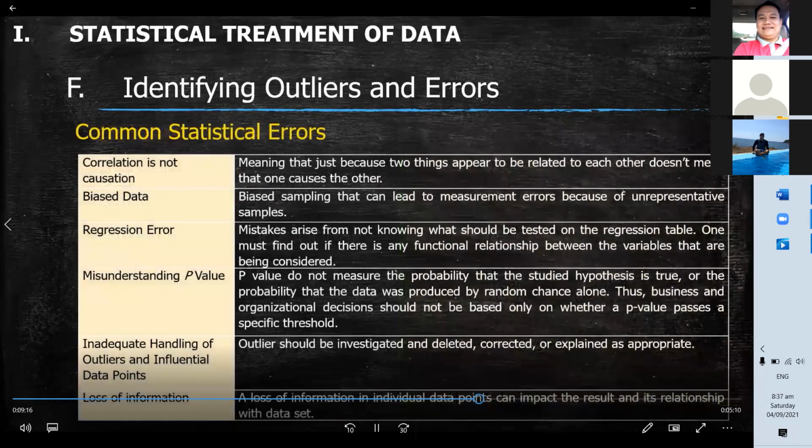Here are some common statistical errors. First is correlation is not causation. It means that just because two things appear to be related to each other, it doesn't mean that one causes the other.